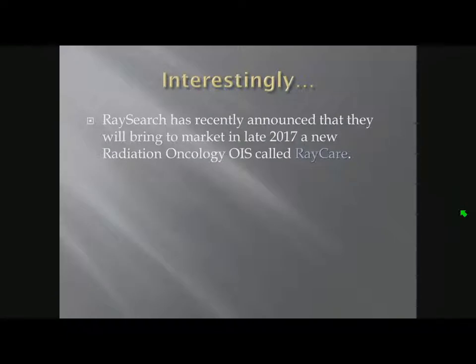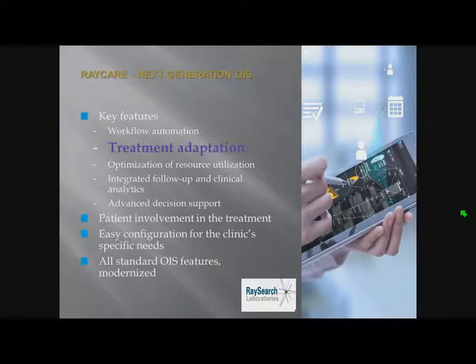Interestingly, I learned just in the past few weeks that RaySearch has announced that they're going to bring a product to market in late 2017 called RayCare. They were kind enough to send me 3 slides. They wanted me to be very clear that this is not available for purchase yet. But if you look at the slides, a few things jump out at us. They feel strongly that adaptive radiation therapy is going to be important. And for that to work, that's going to have to be rolled into the OIS.